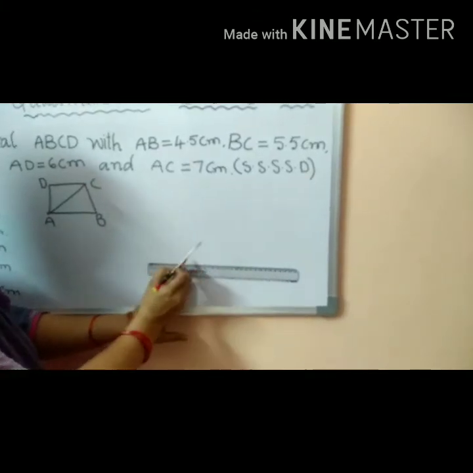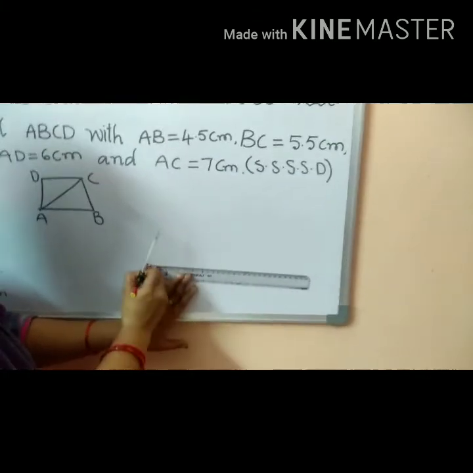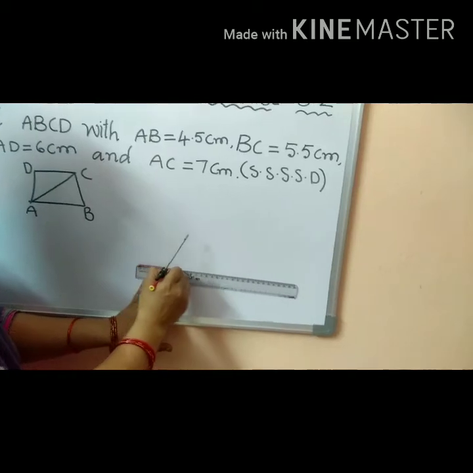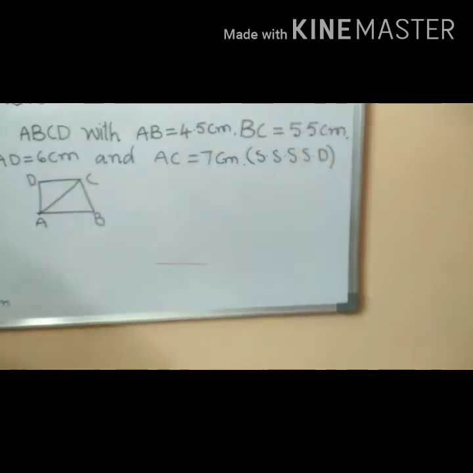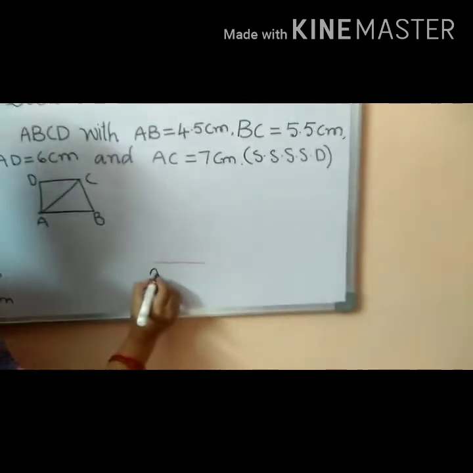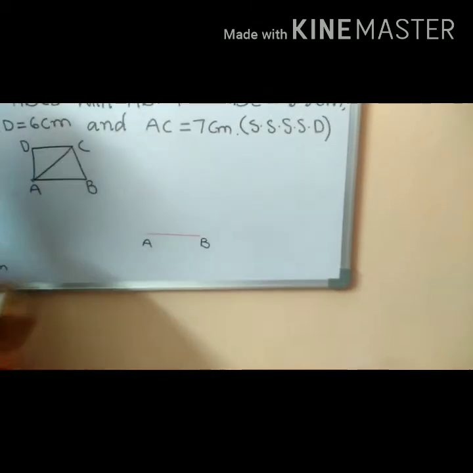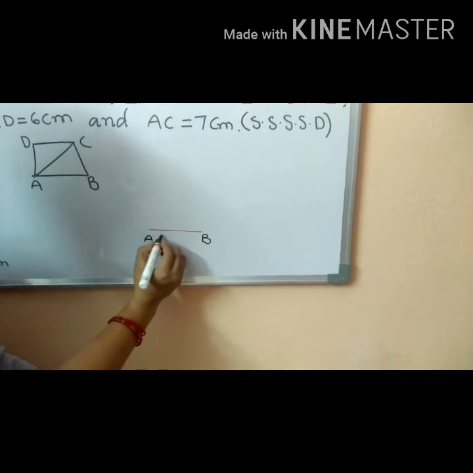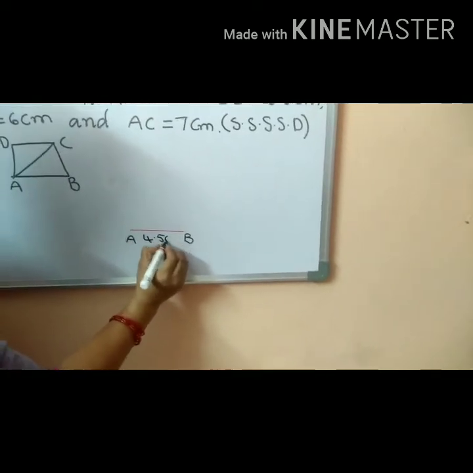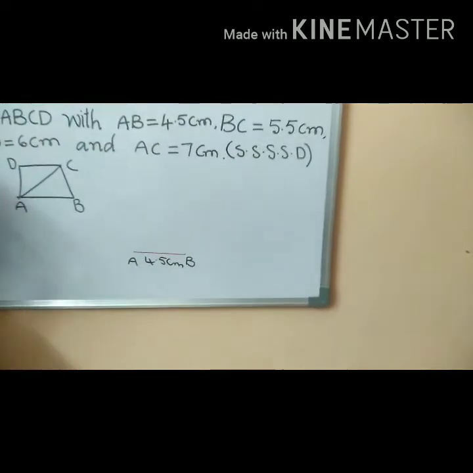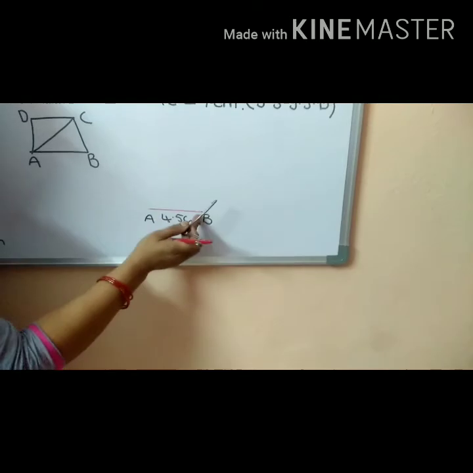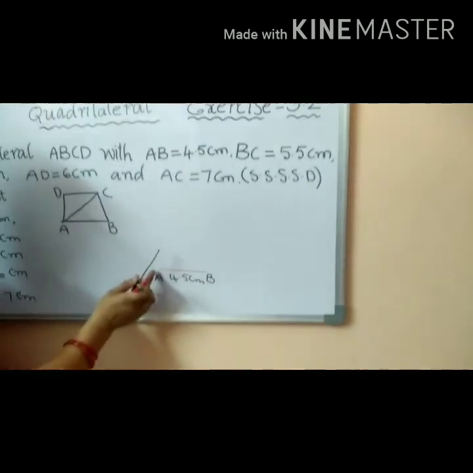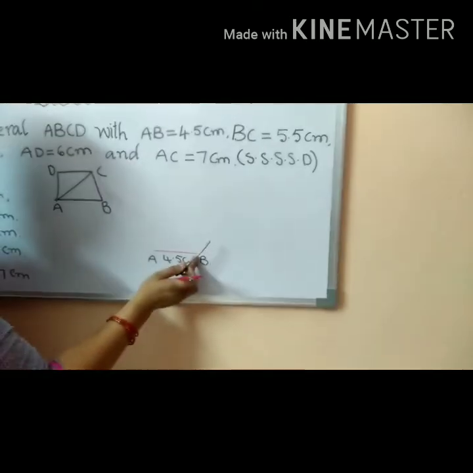Mark 2 points, and the points are A and B. So it is 4.5 centimeters. Okay. Next, here A and B both are there, the base. Now with the center of A and with the center of B.